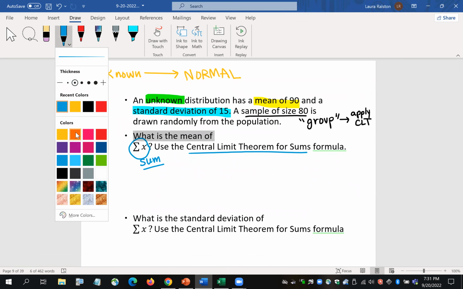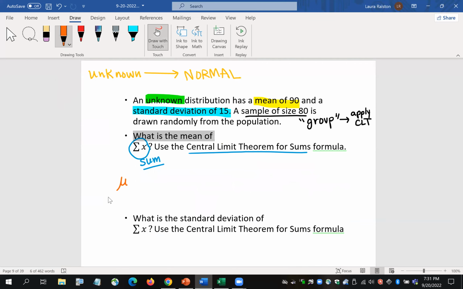So the formula is the mean for the sum is the sample size times the original mean. So my sample size is 80. My original mean is 90. So the mean of sum is 7,200.